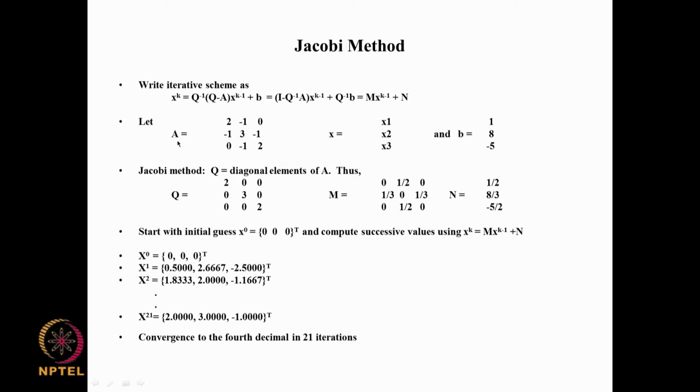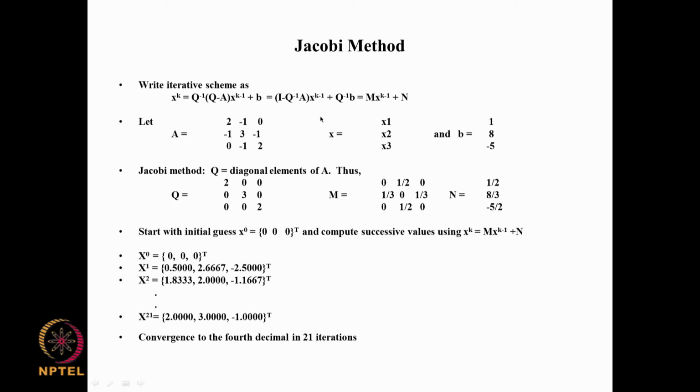So, if for example A is given by these three rows, 2 -1 0, -1 3 -1, 0 -1 2, and x is x1 x2 x3, and b is 1 8 -5, then Q is the 3 diagonal elements. So, that is 2 3 2 and all others are 0, and now you can take Q inverse and multiply by A and subtract from the identity matrix, and then you can show that M is given by this, 1 by 2, 1 by 3, 1 by 3, 1 by 2, and N is this. So, now you know M here and N here.